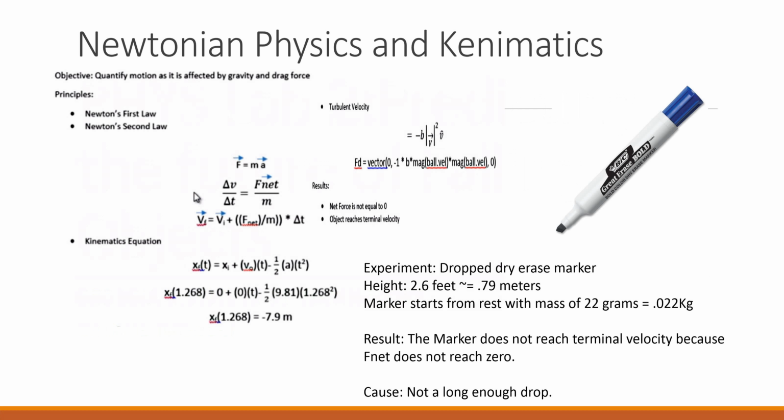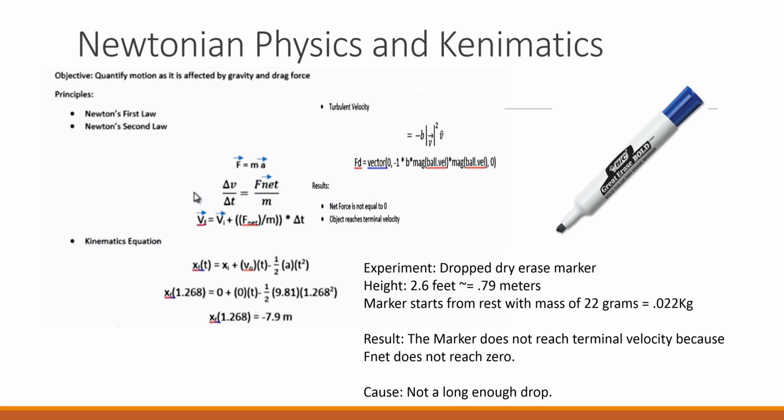Newton's second law is force is equal to mass times acceleration. Acceleration can also be expressed as change in velocity over change in time, as well as F net, or net force, over mass. If you expand out the equation for acceleration, you can find final velocity. Final velocity is equal to initial velocity plus acceleration, or net force over mass, times time.